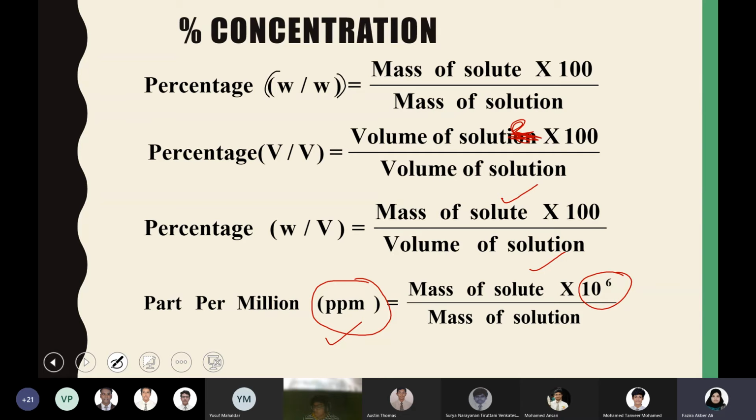So these are the first 4, and 3 more are left in concentration. Can I change the slide? One minute, ma'am.